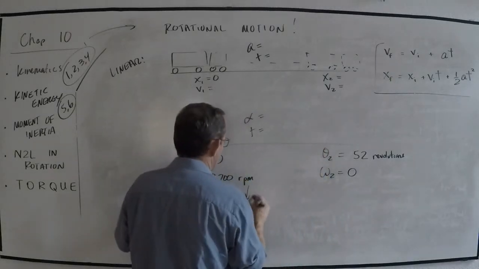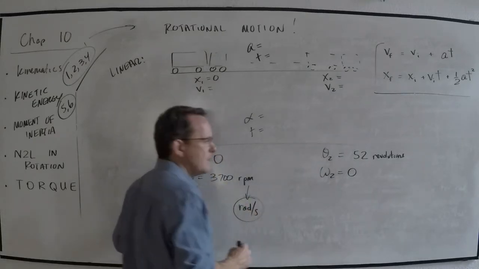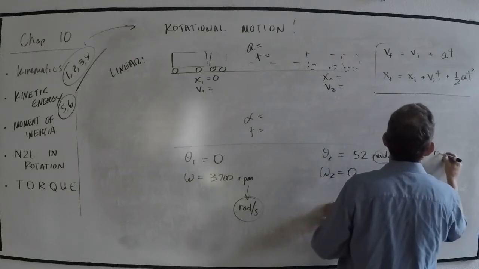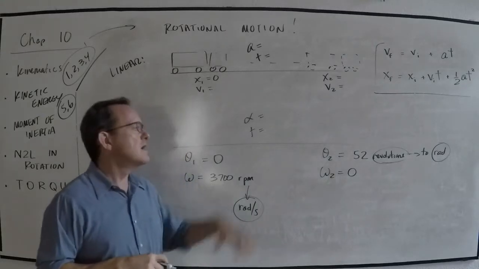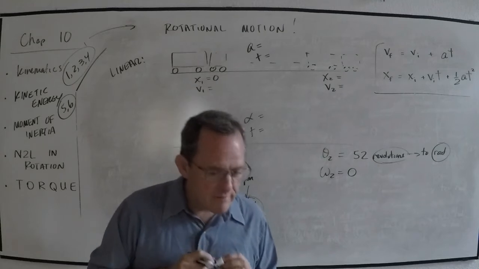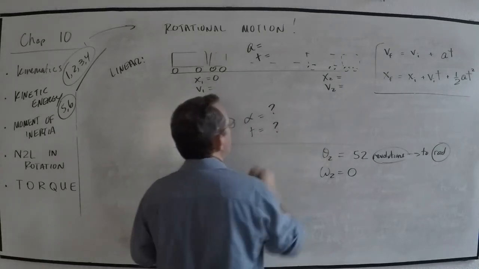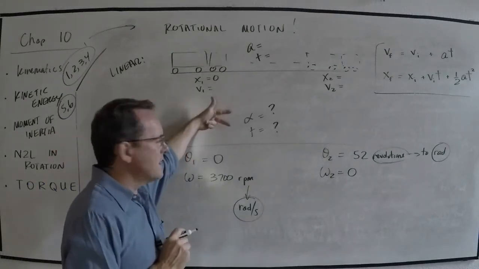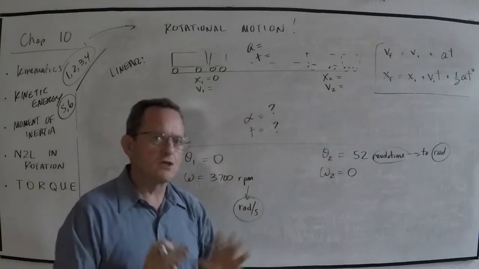What do you need to do? You need to convert this to radians per second. But you also need to convert this to radians. You know there's 2 pi radians to a revolution. This needs to be in radians, right? They're kind of playing around with the units there. Great. Acceleration, unknown. Time, unknown. Just like we did in chapter 2. How many unknowns do you have? 2 question marks, 2 equations, write them out, solve.